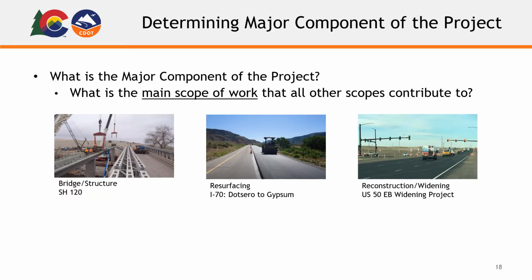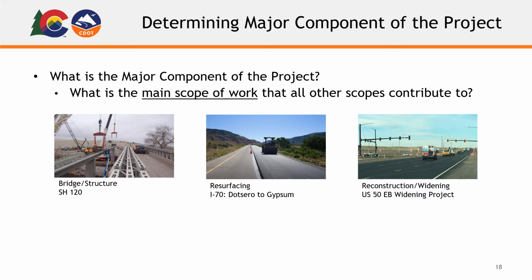Now scroll down to the Questions section and fill in the fields for each subsection. The first question you will be required to answer is, what is the major component of the project? Or in other words, what is the main scope of work that all other scopes contribute to? Always keep in mind what other scopes of work are included in the project that could affect the analyses.